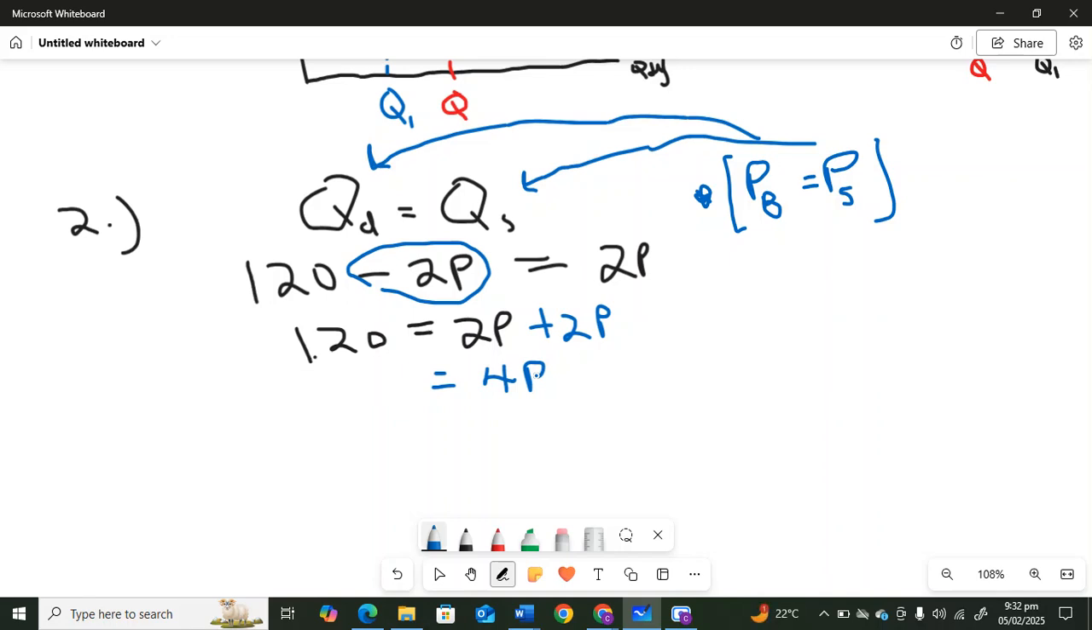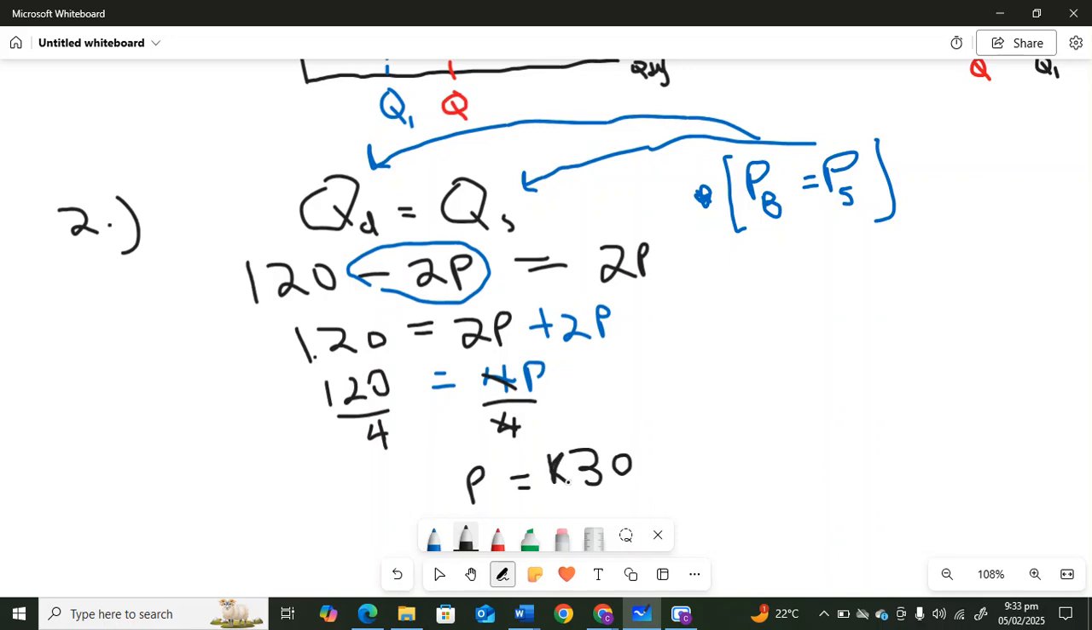Okay. So here we have 120. All right. So to get the value of P, we divide both sides by 4, right? 120 divided by 4. What value did you say, Mr. Lyson? 30. 30. Okay.